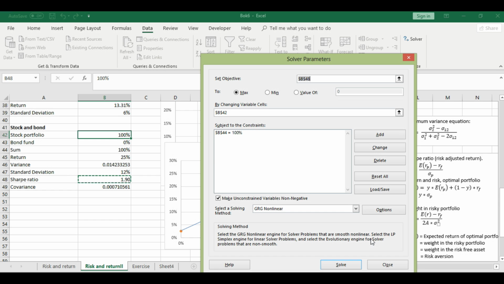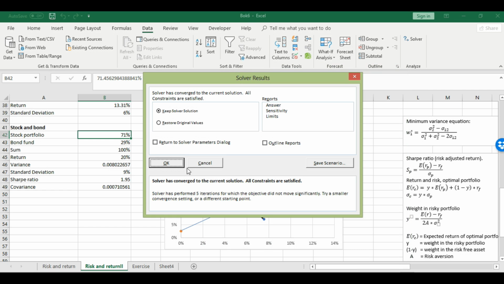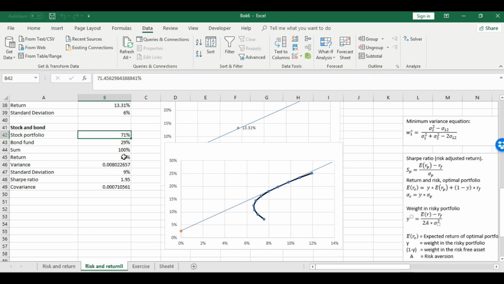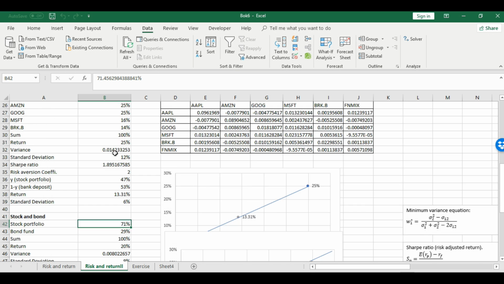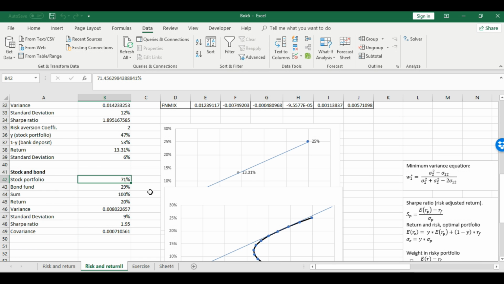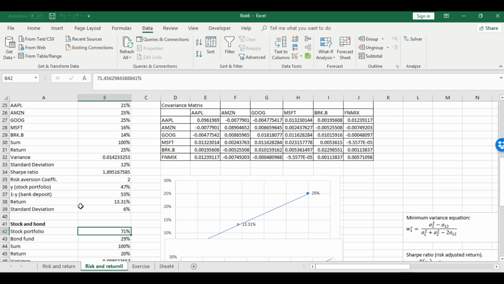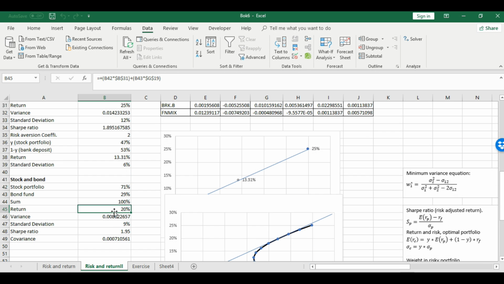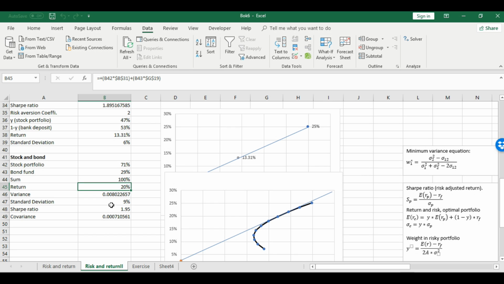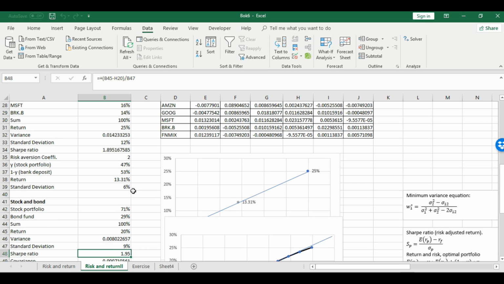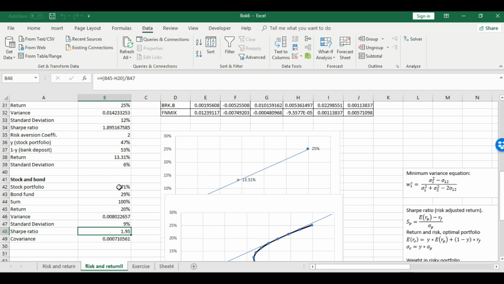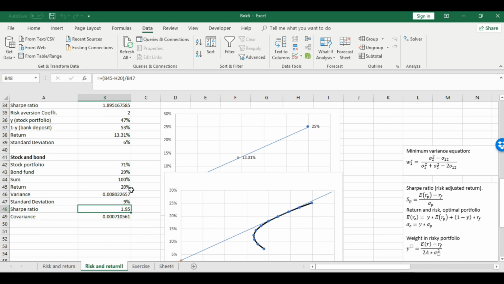Okay. So, this gives 71% in the stock portfolio, 29% in the bond fund, and this gives the return of 20% and standard deviation of 9% and Sharpe ratio of 1.95. So this allocation gives the highest value of Sharpe ratio, the highest excess return for each unit of risk you are taking.